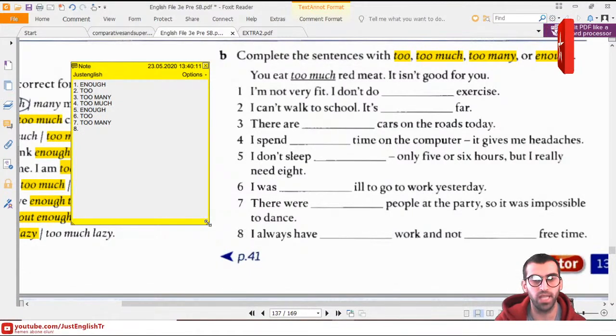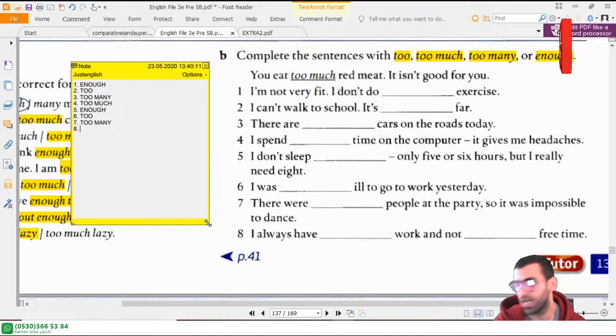And number 8, I always have blah blah blah and blah blah blah. Yes, number 8 is really interesting. Mehmet said I was too ill. Yes, it's good. All right.